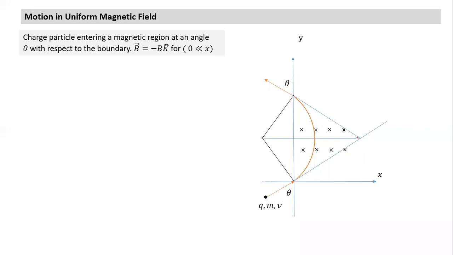So today, there's a field that exists only in half the space. So where is the field existing here? If we draw a y-axis, the field exists on the right-hand side, and on the left-hand side there's no field. And this y-axis forms the boundary.